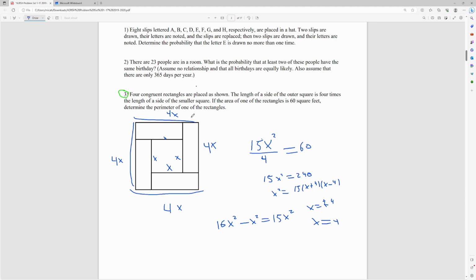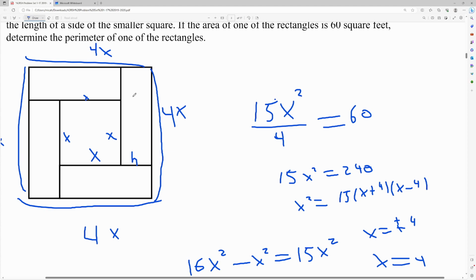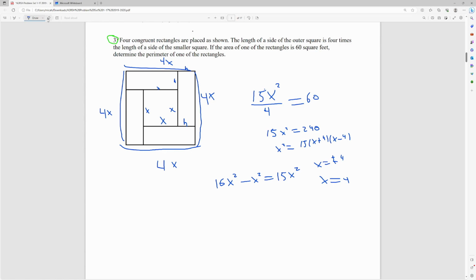So let's call this little small side, because this 4x is the entire side. So let's call this little tiny piece right here h. So this is h, this is h, and this is h. First, we can substitute. Since we know x equals 4 now, let's rewrite these all in terms of an actual whole number. So we know that this is 4, and this whole side is 16. So let's actually erase all this stuff just to clean it up a bit. So we'll only worry about one of these.